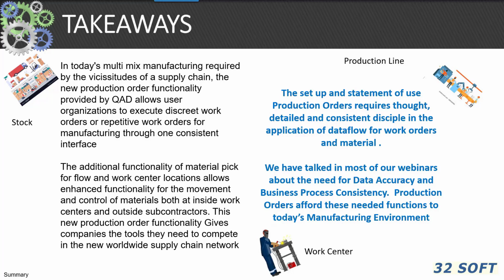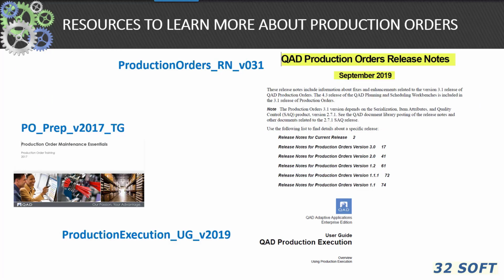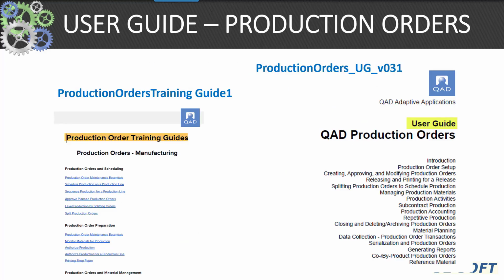The setup and use of production orders requires detailed thought and consistent discipline in the application of work order process and flow. If you are interested in learning more about production orders, I've found these helpful. The production order material essentials, the production order release notes, always good to keep up to date. Lots of changes going on in terms of automated solutions, etc. The production order execution guide. I've also found the production order training guides, production order user guides, and number one, read the help.